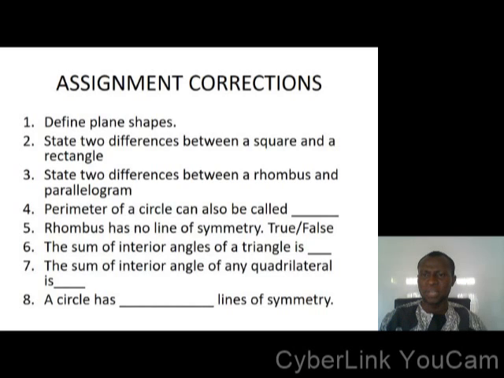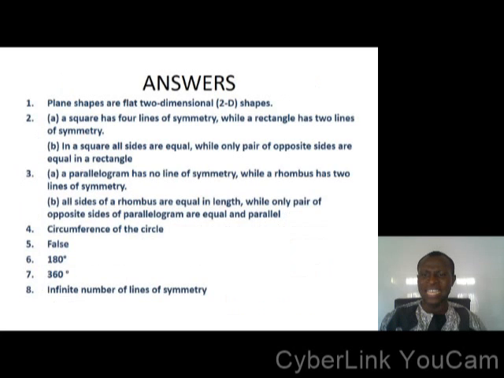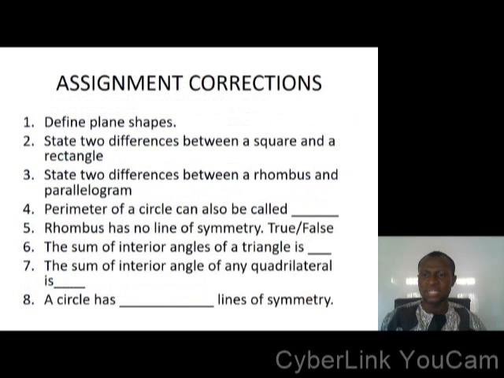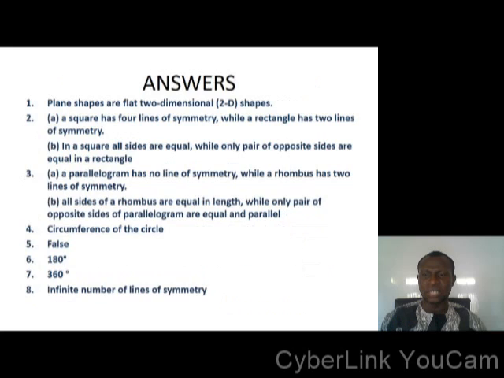Then number 6, the sum of interior angles of a triangle is equal to 180 degrees. Then number 7, the sum of interior angles of any quadrilateral is equal to 360 degrees. Then the last question, a circle has blank lines of symmetry. That's an infinite number of lines of symmetry.